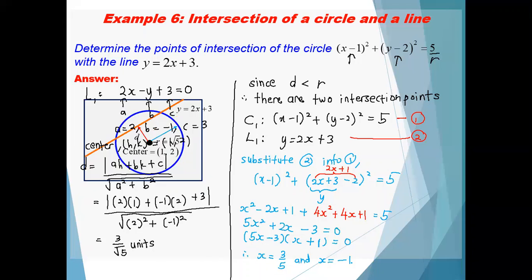Okay. So this is the sketch. We have a circle with a center. What is the center? The center is 1, 2. Okay, so what's next? I rewrite again: x is equal to 3 over 5 and x is equal to negative 1.